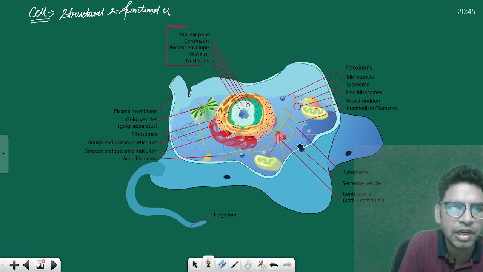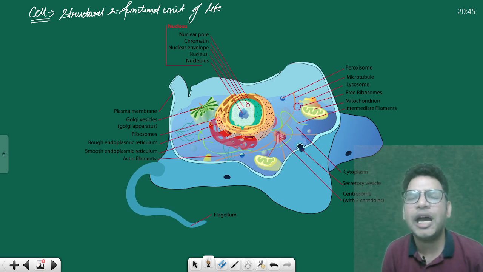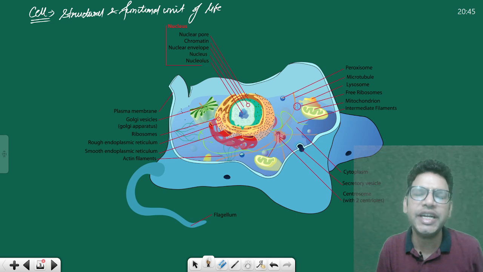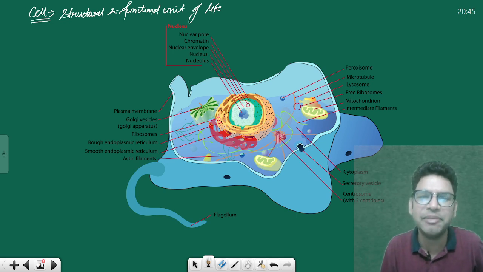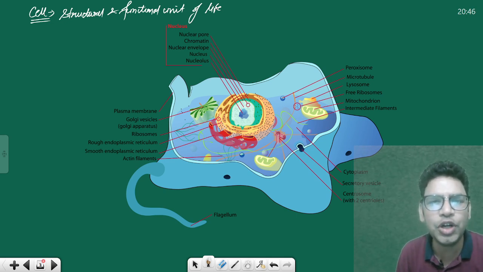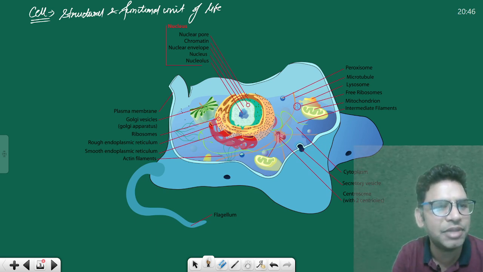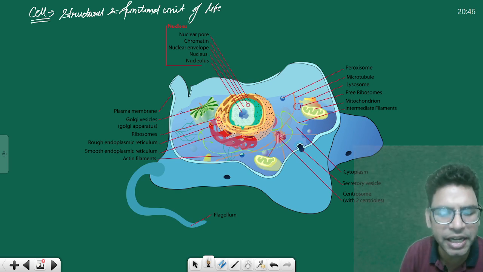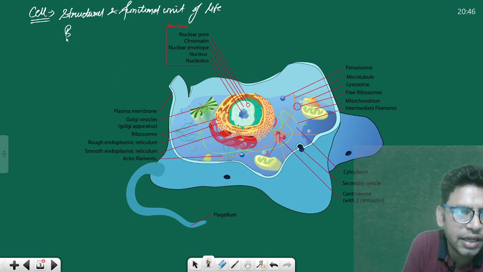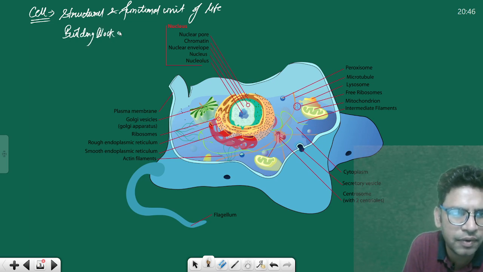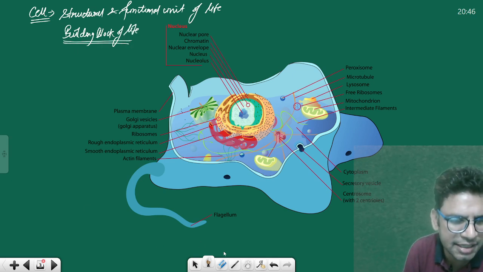For example, if you have to build a house, what do you need? You need some bricks, you need some basic building materials. Similarly, if you want to have life, you have to have a cell. So a cell is something which you can call a building block of life, right? It has everything whatever an organism needs.